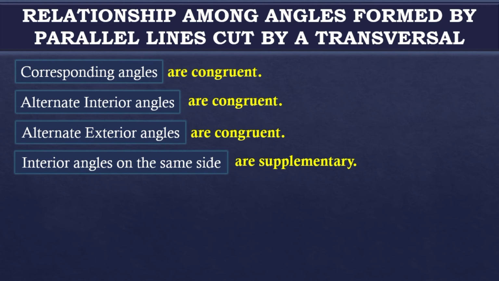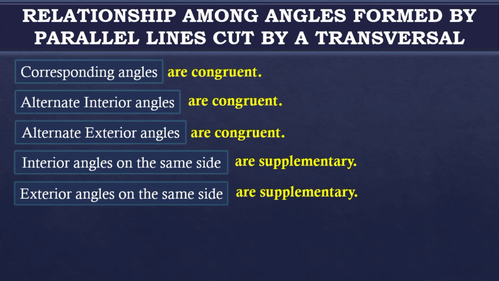And then, remember that the interior angles on the same side and the exterior angles on the same side are always supplementary. So, kapag mayroon po tayong angles na nasa same side sa interior or sa exterior, they are always supplementary. So, pag sinabi natin supplementary, the sum of their angles must be 180.